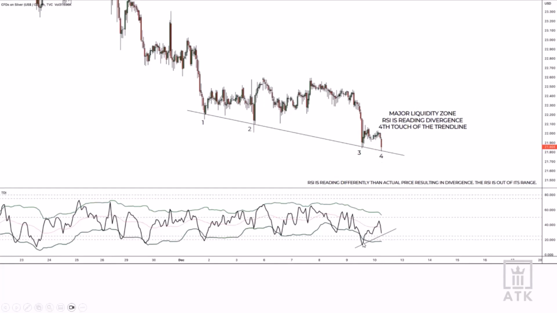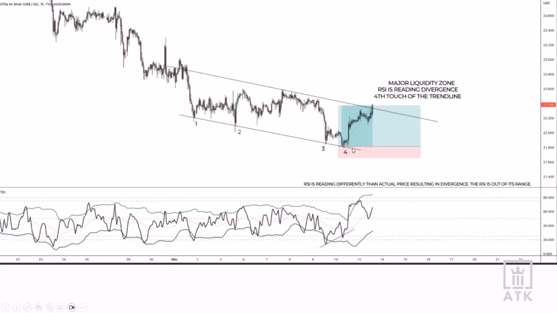So that is shark fin divergence right here, which is a sign that we're getting ready to reject and go to the upside. And that's exactly what happens. So that it rejects, it dances a little bit, and then rejects and goes to the upside. What does it go to? It goes to structure. So where is structure?